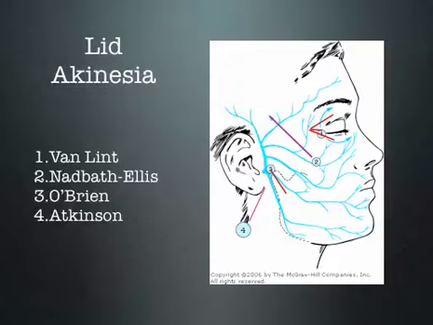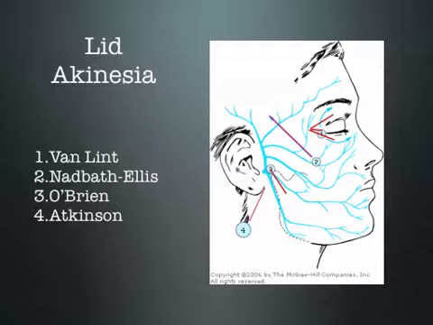is mainly for orbicularis oculi akinesia, which we aim to achieve with the Van Lint block. We first identify the lateral extent where the superior and the inferior orbital rim meet each other, and we advance with the needle and inject in that space. Then we withdraw the needle back a little bit without coming out of the skin, and we go into the upper eyelid and the lower eyelid and inject the anesthetic agent in those areas.